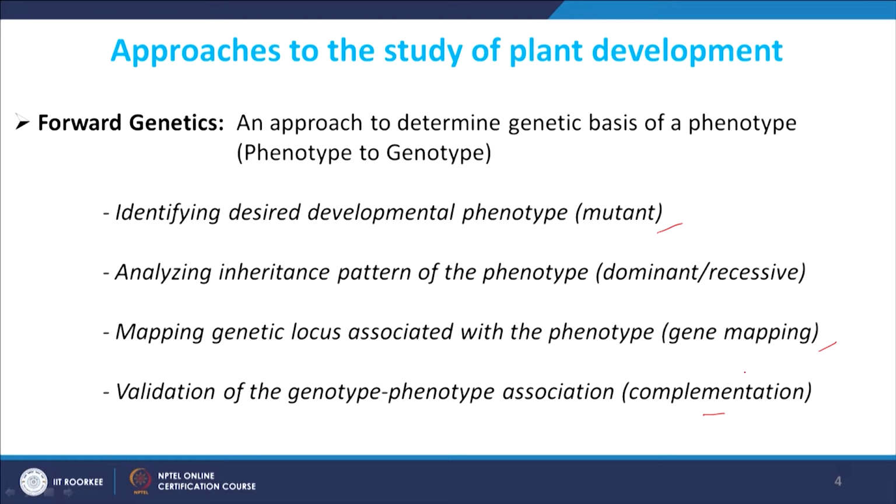How do we do it? In the first step, normally we take a mutant or any variants; natural variants are also a way to study. And finally we do the complementation to validate this.